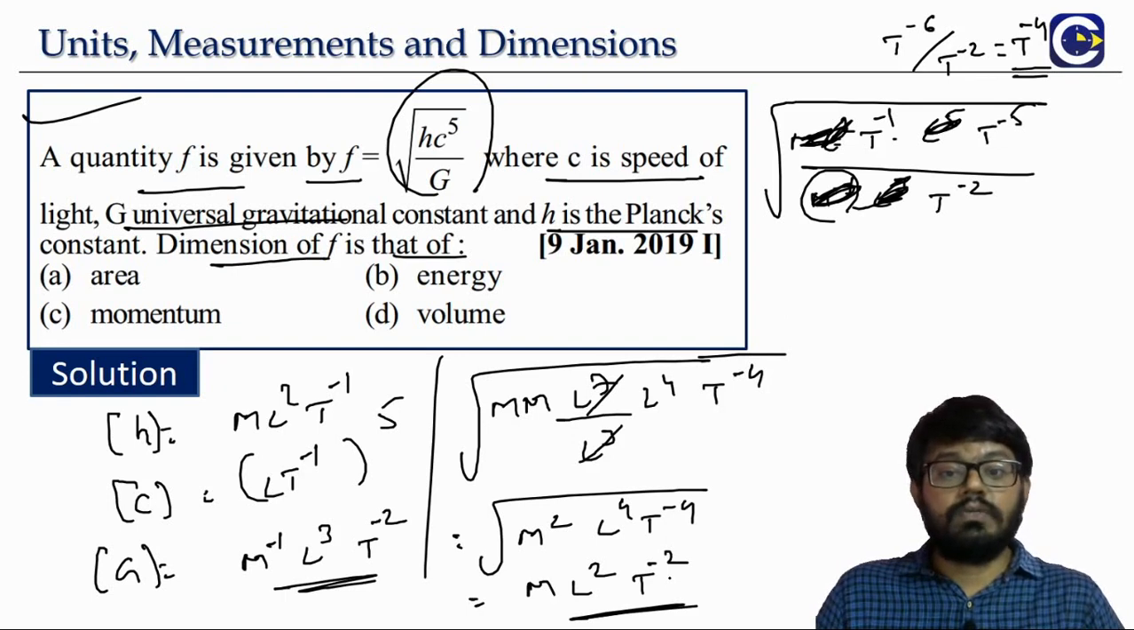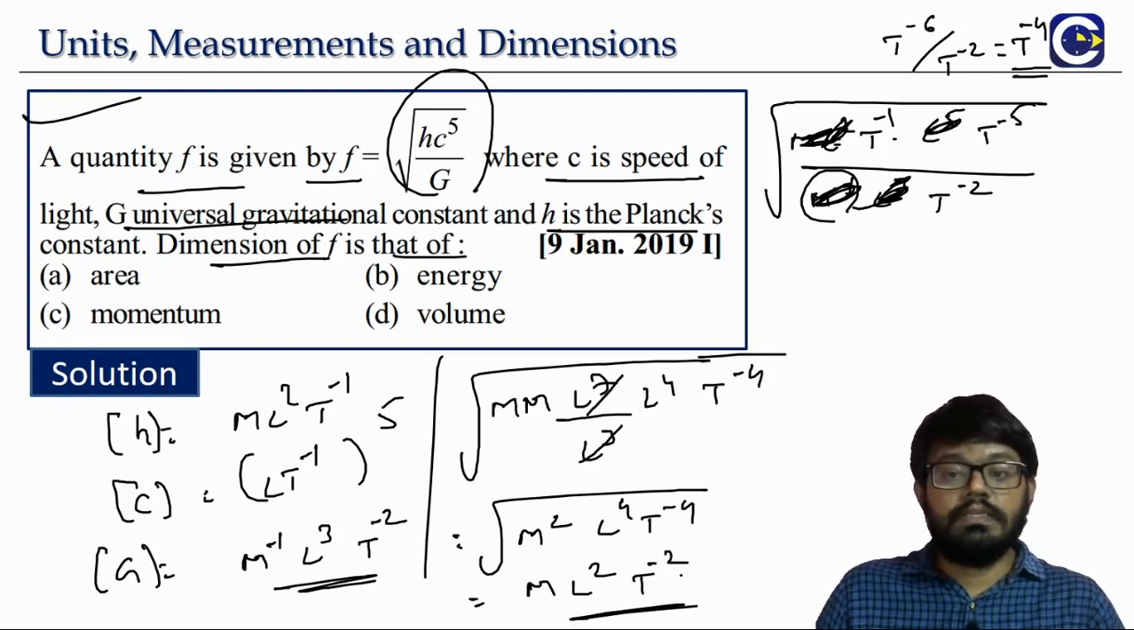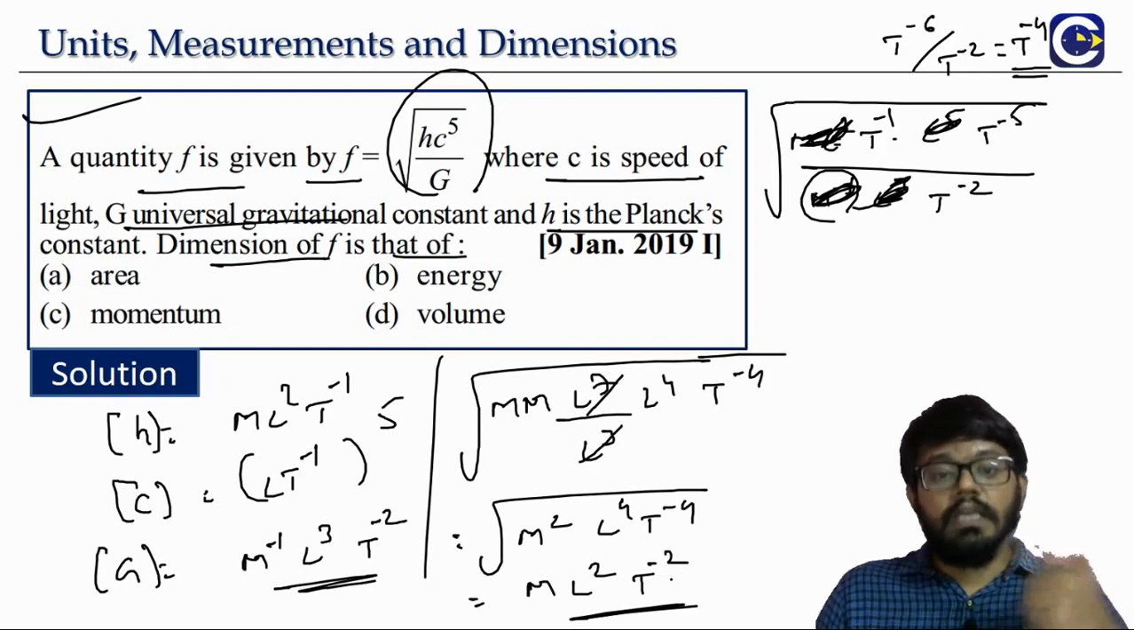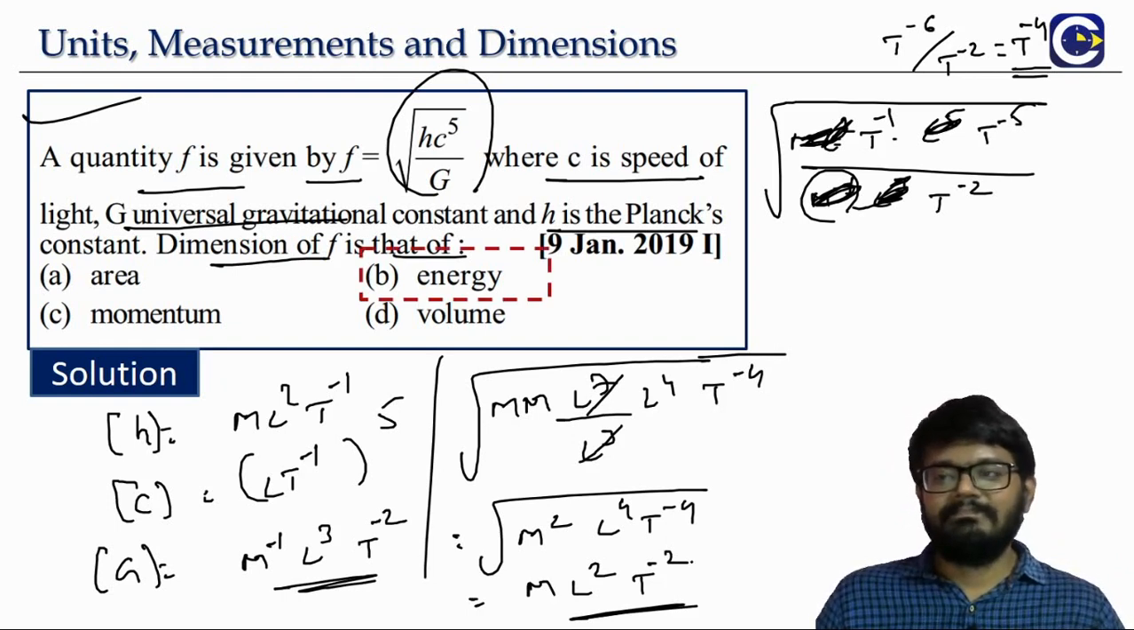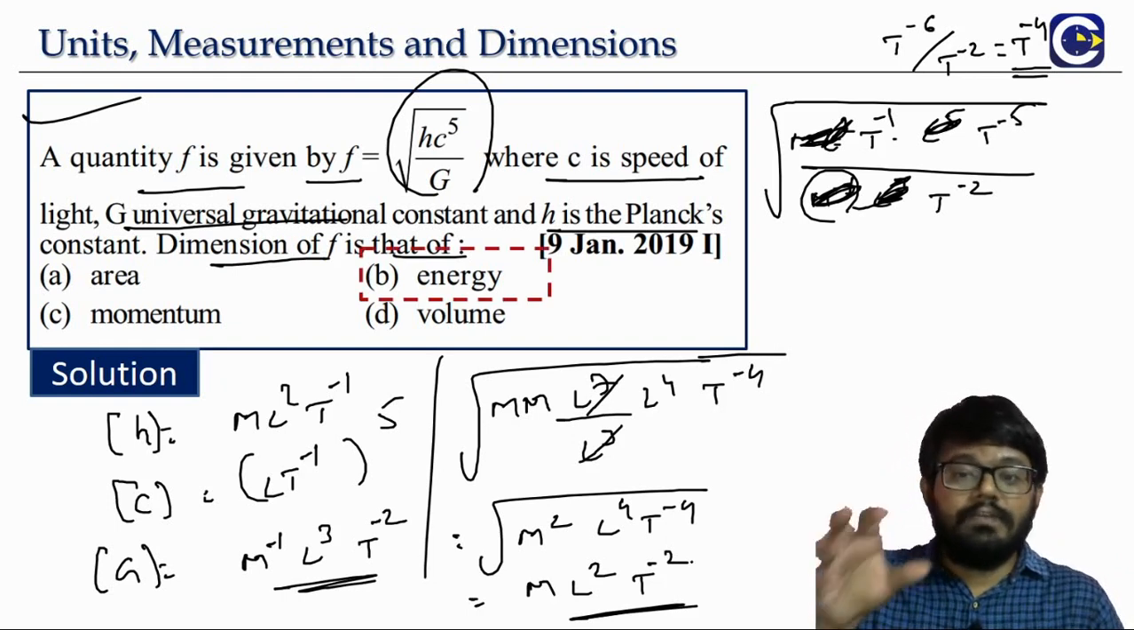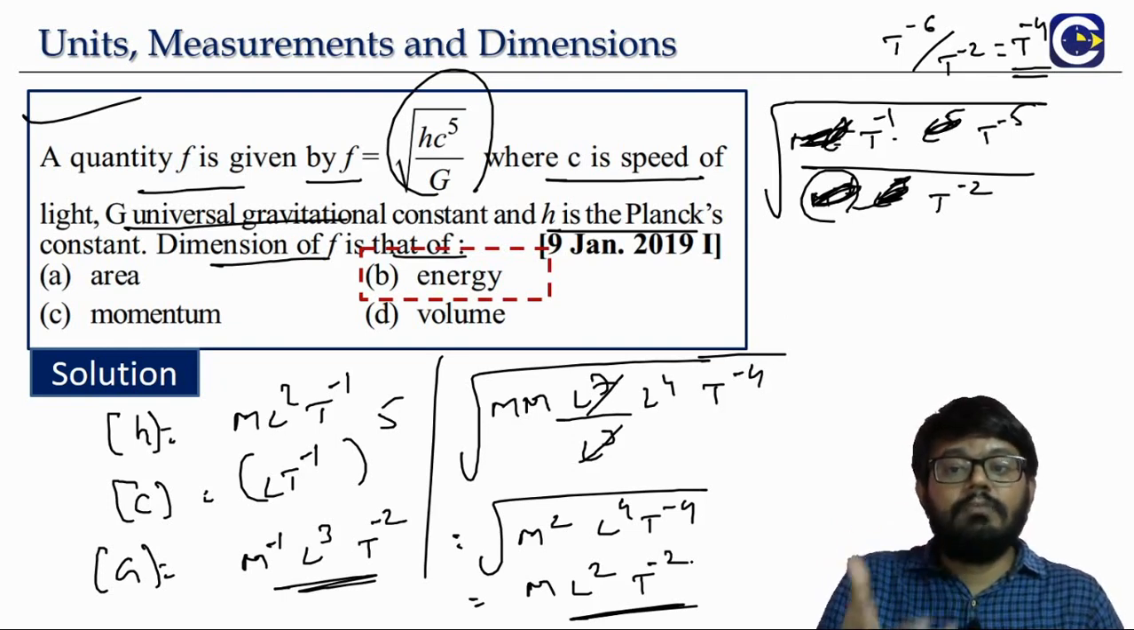So this is m l square t power minus 2, the dimensions of f. It is the dimensions of work, energy, torque. All of them have the same dimensions, right? So what is the answer for this? Option B. What is it that we did? We have just taken the dimensional formulas of h, c, capital G and then substituted. That's it.